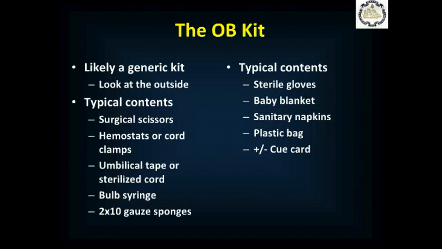Now, hopefully you'll have a pre-made obstetrics kit available to you in the event of a delivery. It may say emergency childbirth kit or something similar. It's going to be a fairly generic kit, so take a look at the outside. They're usually sealed in plastic and they list their contents. And usually they'll have these items in there which are useful for delivering the baby.